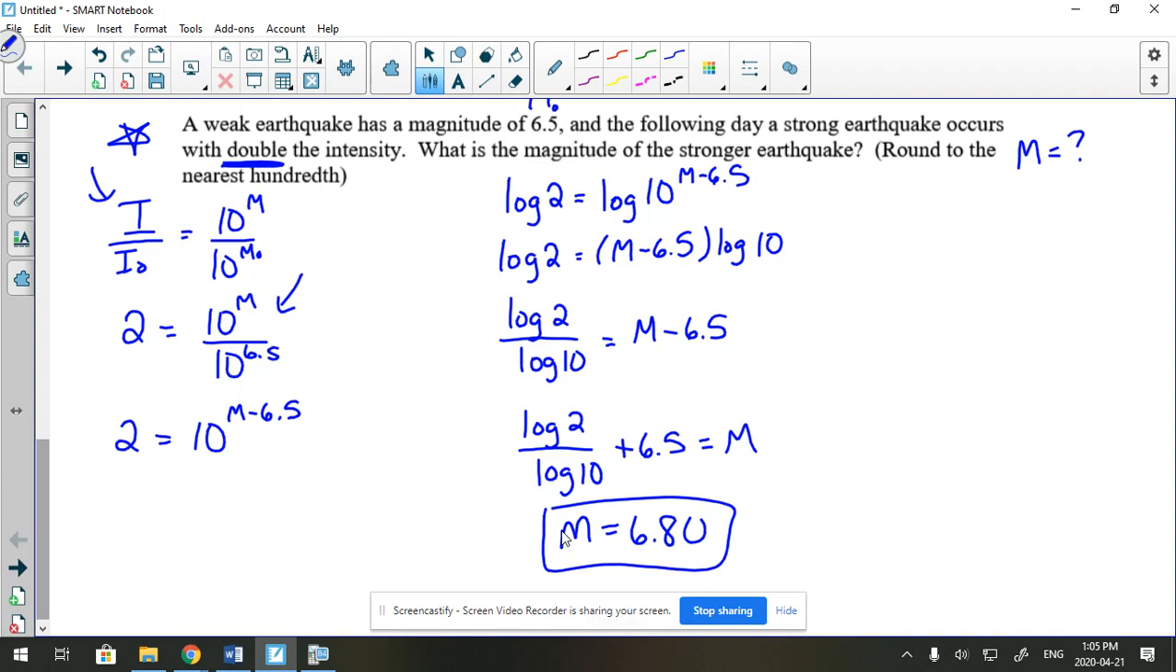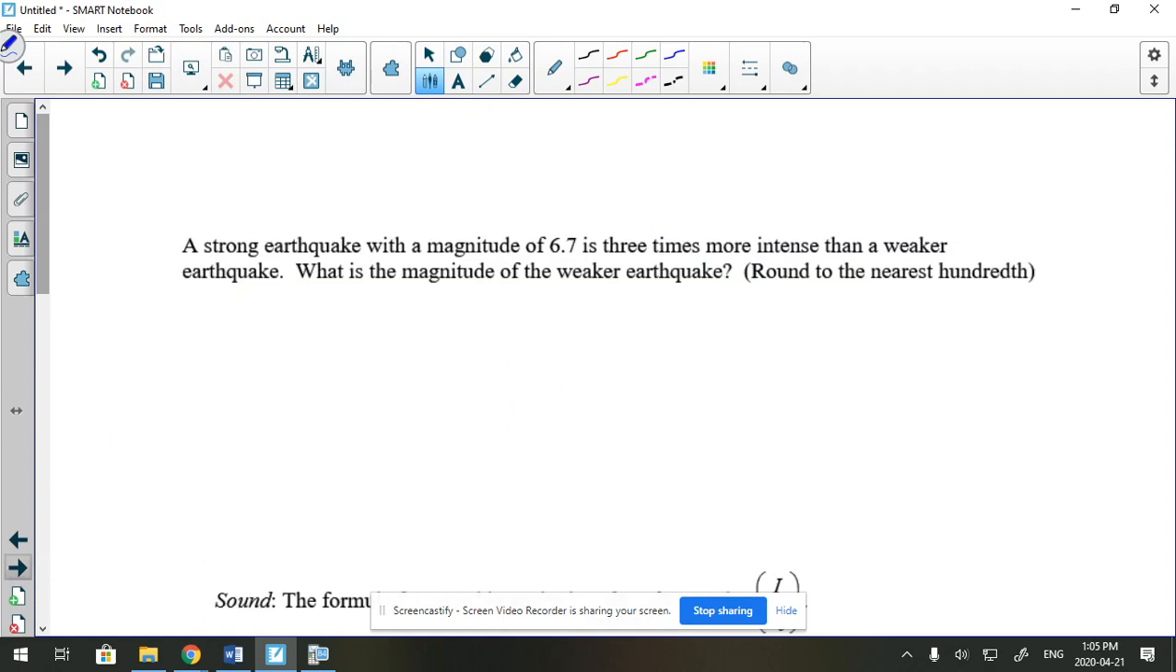Okay, I'll do one more of the earthquake examples before we move on to our next one. So the next page, you can see it says a strong earthquake with a magnitude of 6.7, so that's my strong earthquake, so that's my M, is 3 times more intense than the weaker one. So that tells me here what my intensity ratio is. What is the magnitude of the weaker earthquake? So in this case, we're now looking for M naught. Okay, so it's an earthquake question, so I'm going to start first of all with the earthquake formula.